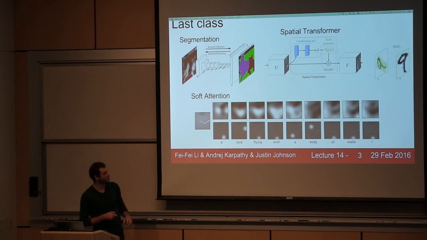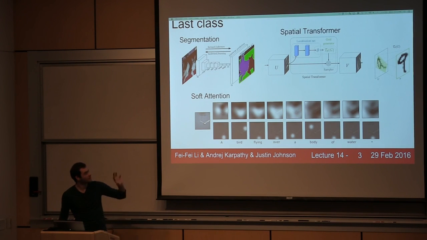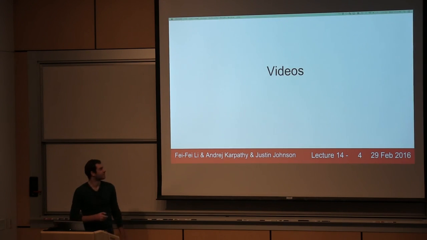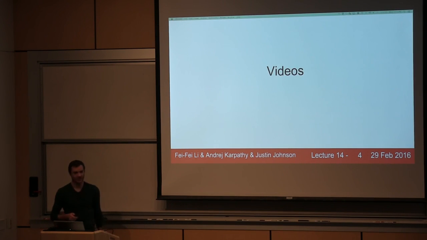And we also talked about spatial transformer, which is this very nice way of basically, in a differentiable way, cropping parts of an image or of some features, either in an affine region or in any kind of warped shape or anything like that. So a very interesting kind of piece that you can slot into your neural network architectures. So today we'll talk about videos specifically.